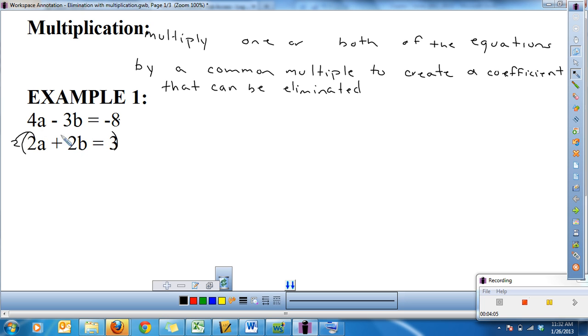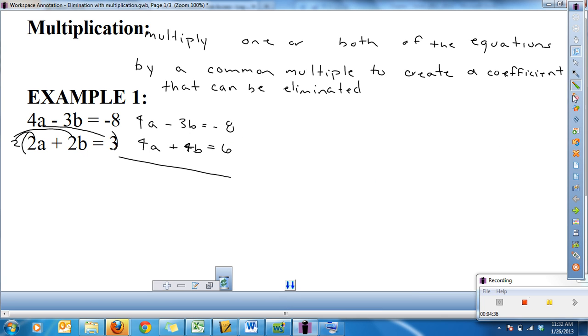Two times 2a is going to give me 4a. 2 times 2b is going to give me 4b. And 2 times 3 is going to give me 6. A common mistake that a lot of students make is that they forget to multiply the answer. So distribute that 2 to everything. And then this equation is going to stay the same: 4a minus 3b equals -8.